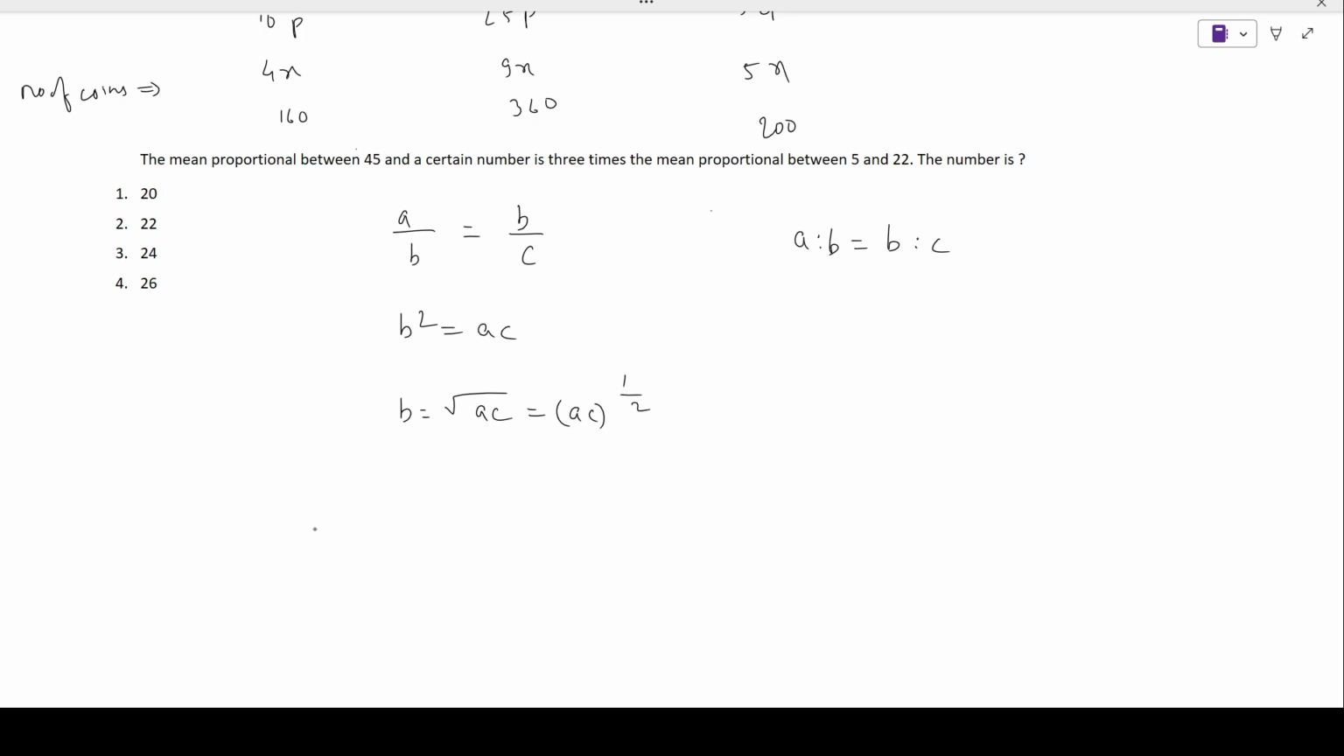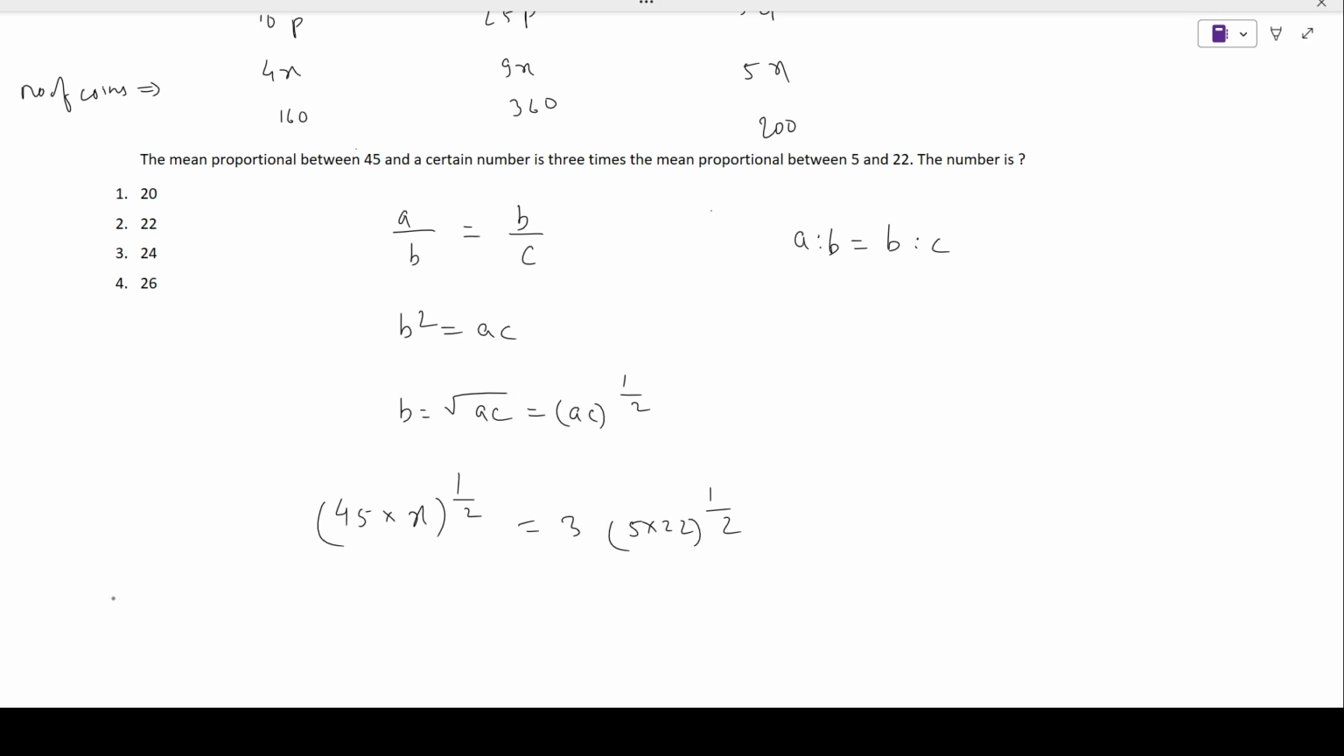It is said the mean proportional between 45 and a certain number. Let's take the certain number x. Mean proportional is equal to 3 times the mean proportional between 5 and 22. The mean proportional between 45 and x is equal to 3 times the mean proportional of 5 and 22.